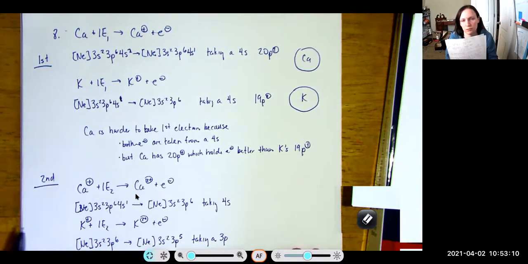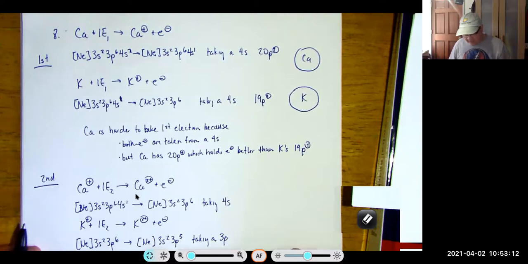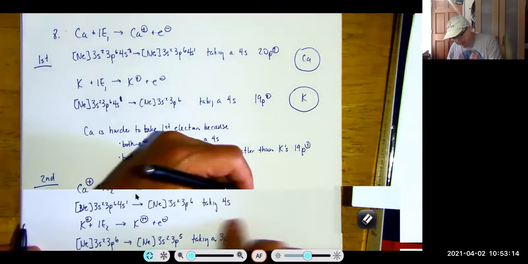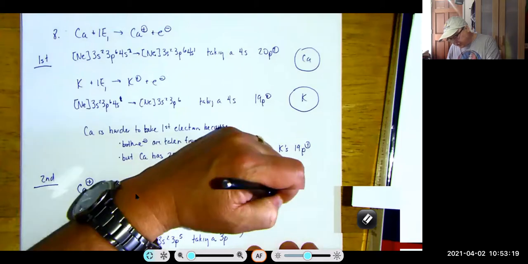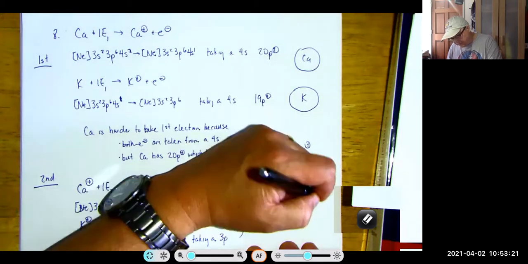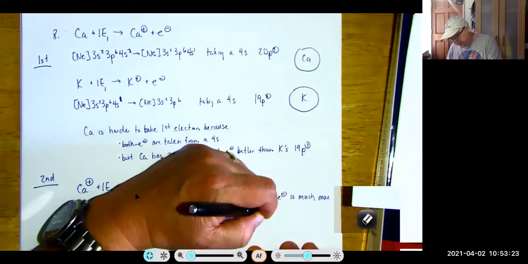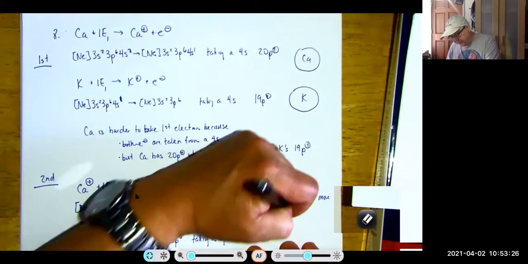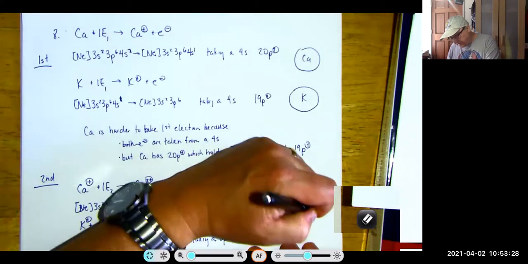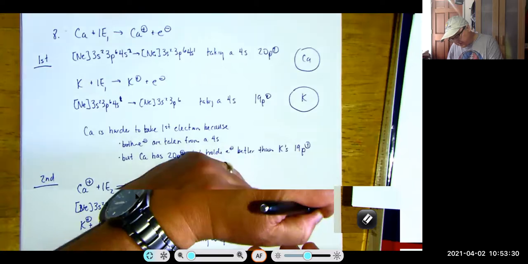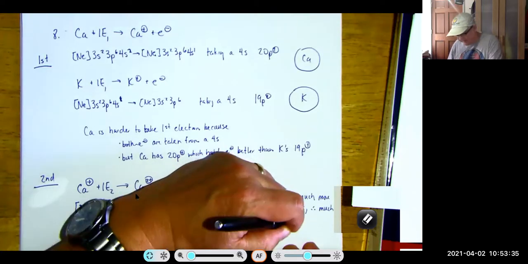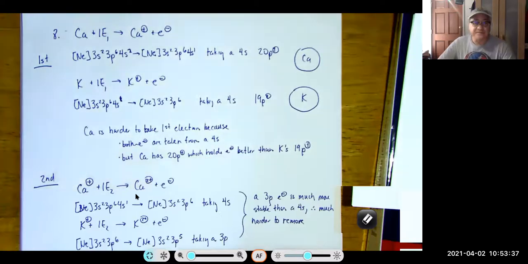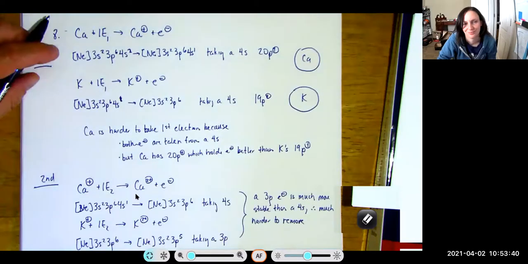Ionization energy. Okay, so if we take a look here, we would say a 3p electron is much more stable than a 4s and therefore much harder to remove. I'm going to say remove because remove sounds more sciencey than take.